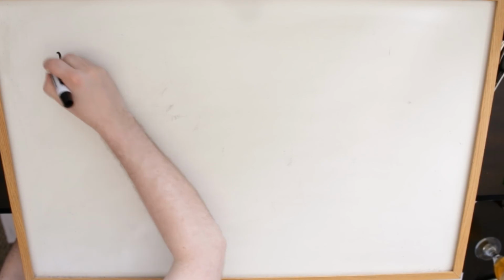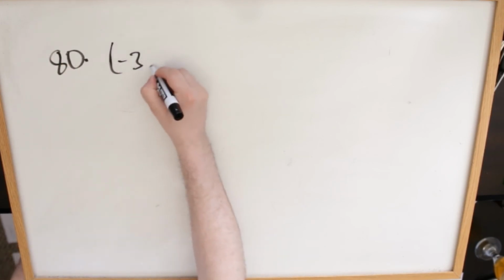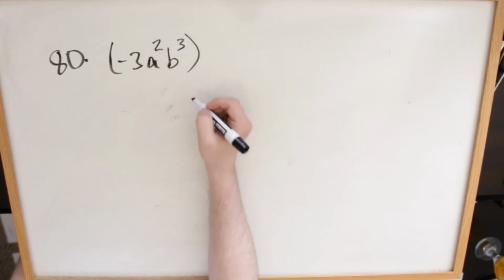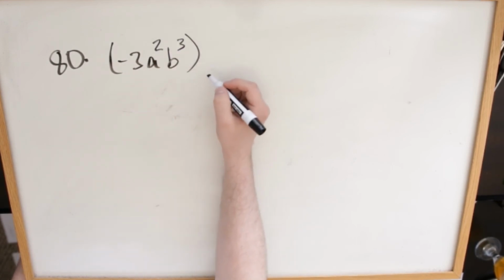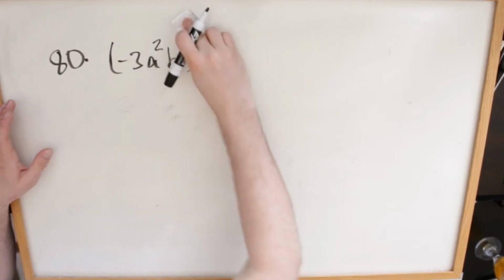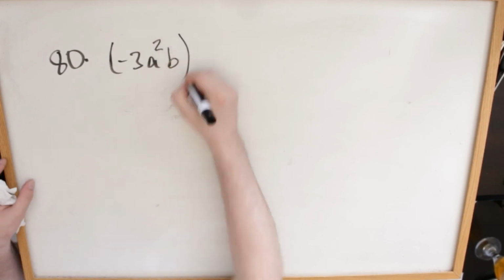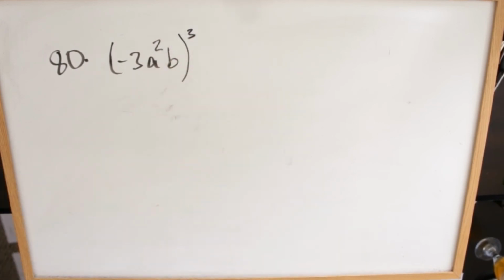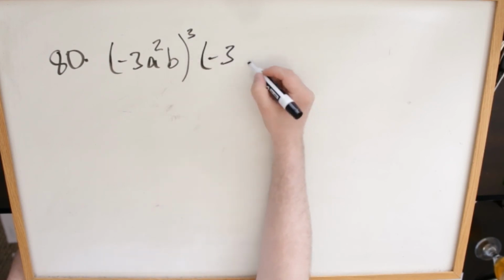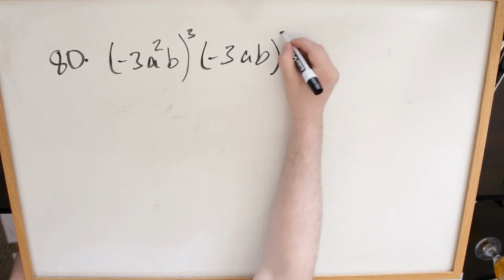All right, question 80. So now we've got minus 3a squared b to the 3rd. Oops, I made a mistake here. Hang on, let me go back. That's just times b, and this is all raised to the 3rd power, times minus 3ab cubed.